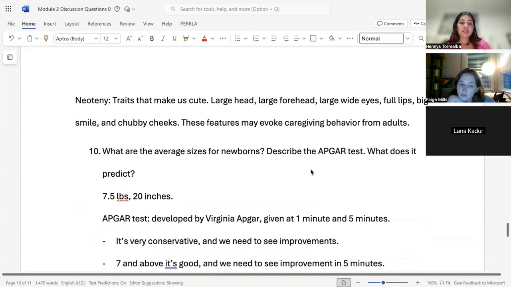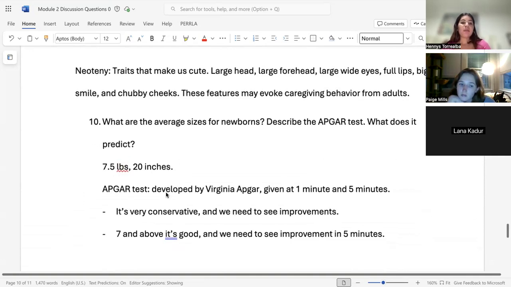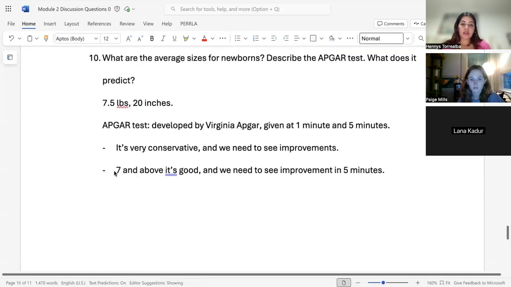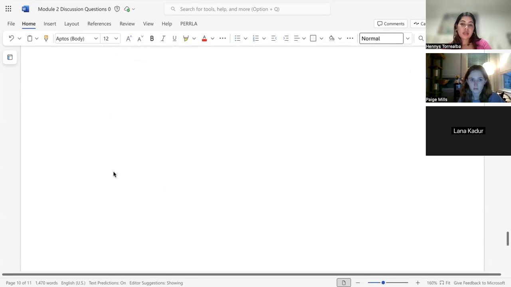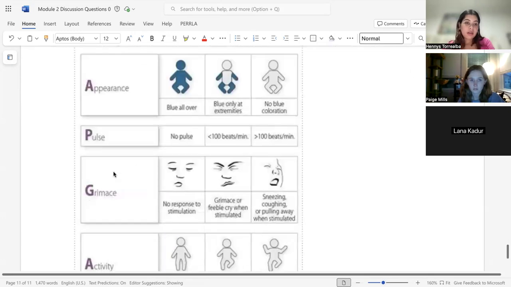And then the APGAR test, and what does it measure? It was developed by Virginia Apgar and is given at 1 minute after birth and then at 5 minutes. And it's very conservative. We need to see improvements at the 5 minute. And then usually it's rated, and 7 and above is good. And if it's rated as 7, then they need to see improvement on that number. And whatever number is rated first, at the 5 minutes it needs to improve. This is what it is.